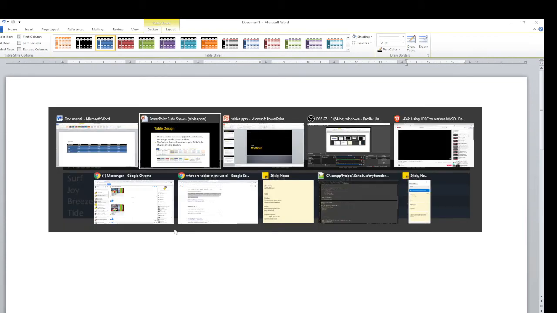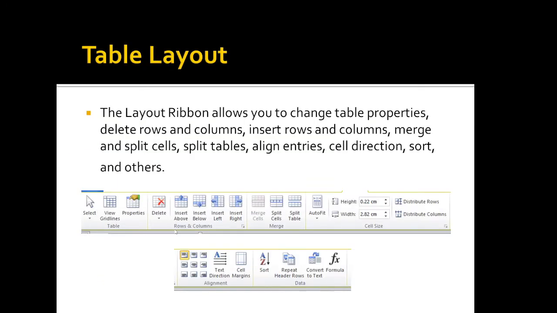So let's proceed. Then we have table layout. The layout ribbon allows you to change table properties. So table properties includes the width of the table, the width of each row, column, etc. And also you can choose if you want to view the gridlines of the table or not. Delete if you want to delete rows, columns. Insert rows and columns. You can also merge cells, split table, and others. So we'll be doing some of this in our next demo.